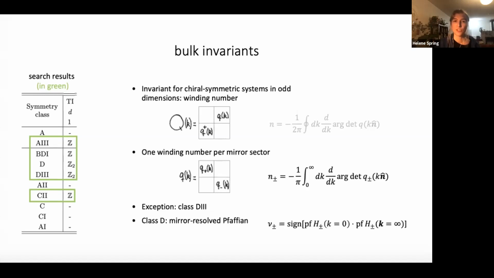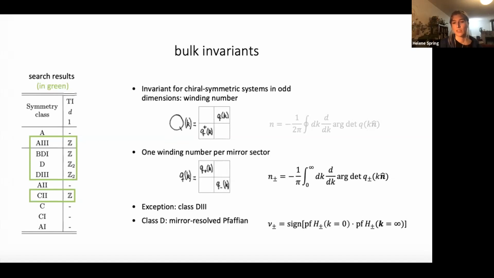For class D, the situation is similar. The invariant we choose is the mirror-resolved version of the class D one-dimensional invariant. Once again, each mirror sector has its own invariant, and it's not important which one we choose. We only need to look at one of them to probe the topology of our systems.